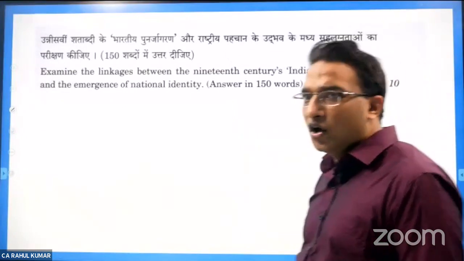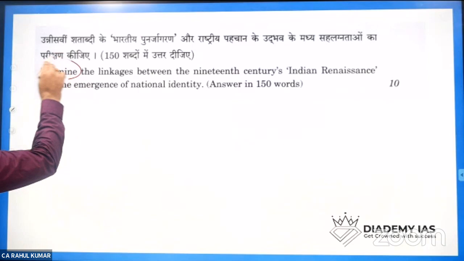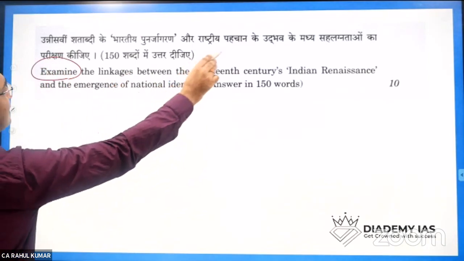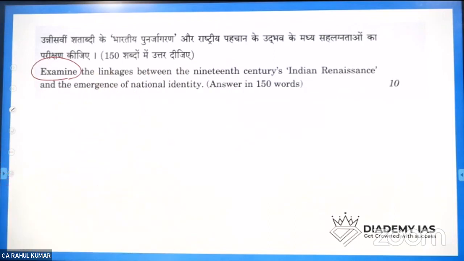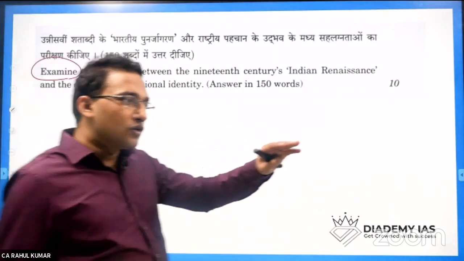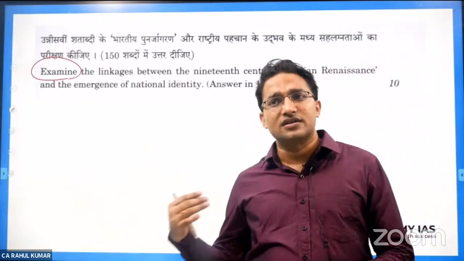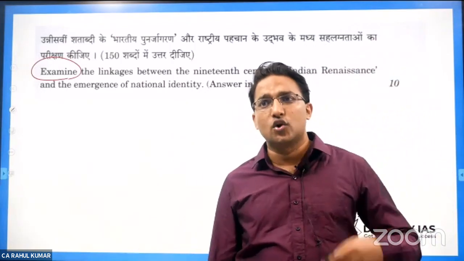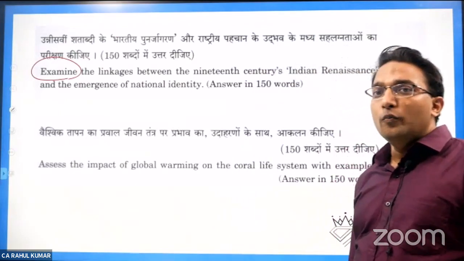The example of the UPSC paper is, for example, examine the linkages between the 19th century Indian Renaissance and the emergence of national identity. So you have to give the interlinkages, you have to tell the implications and maybe the future consequences or the future development based upon that. Okay, so you have to write the comprehensive answer.